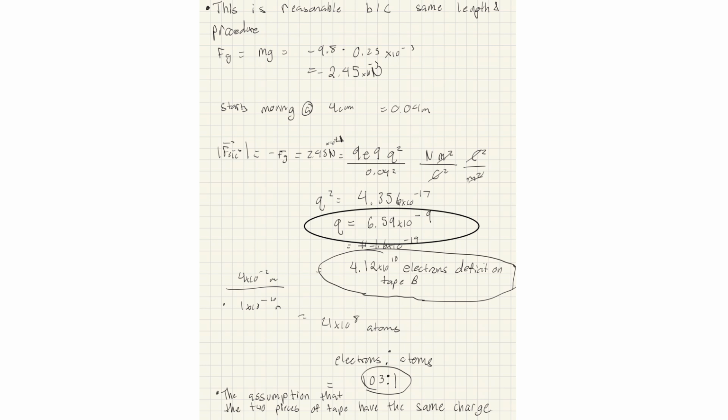The magnitude of F electric is equal to F of g at the point where the tape would move. So from there, I did the calculation: kQ squared over r squared, where r squared would be 0.04 meters squared, is equal to 2.45 newtons. And from that, you get Q equals 6.59 times 10 to the negative 9 as the charge, because that is when the tape begins to move in our experiment. And I will use this value of Q for the first part of the code.